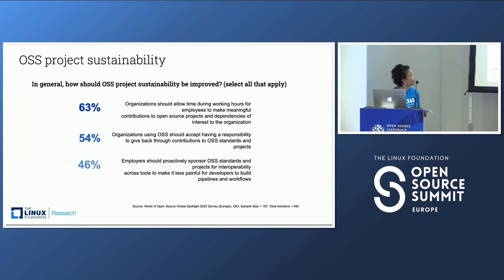And the explicit question of how should open source projects sustainably be improved, 63% of respondents said again that organizations should allow time during working hours for employees to make meaningful contributions. 54% said that organizations should accept that they have a responsibility to give back. And then 46% said that employers should proactively sponsor OSS standards and projects for interoperability.